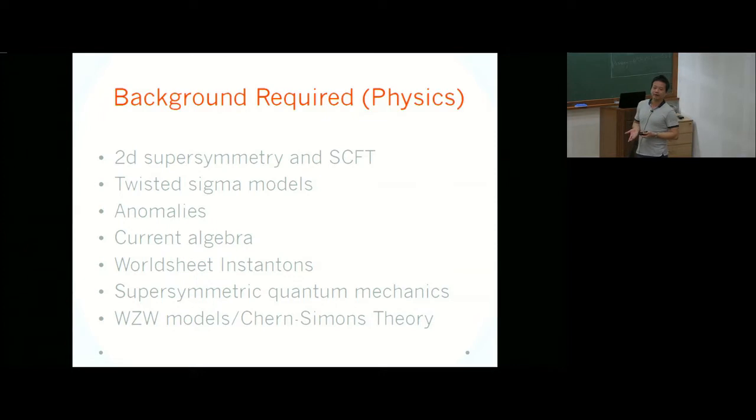So that's the value add in some sense for math people. Okay. And then we must have some acquaintance with WZW models and Chern-Simons theory. WZW models are basically two-dimensional conformal field theories, and they are the holographic dual. This is the first instance of a holographic dual of a 3D Chern-Simons theory. If you take a 3D Chern-Simons theory on a three-manifold and it has a boundary, on the boundary itself is a WZW model.